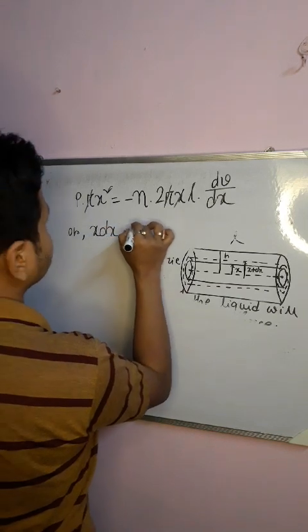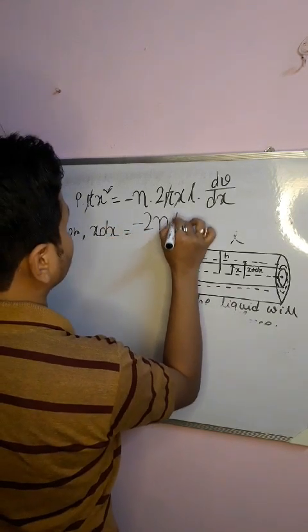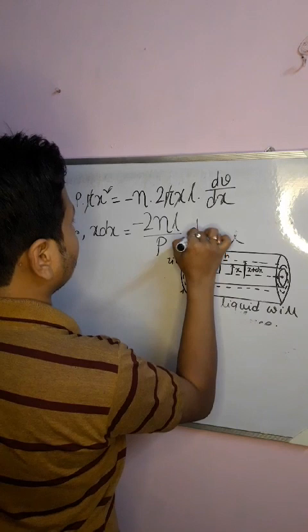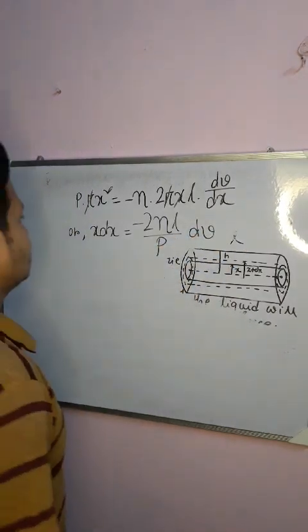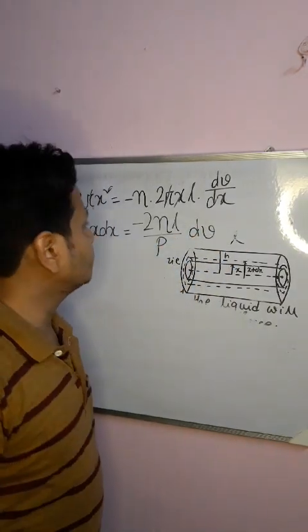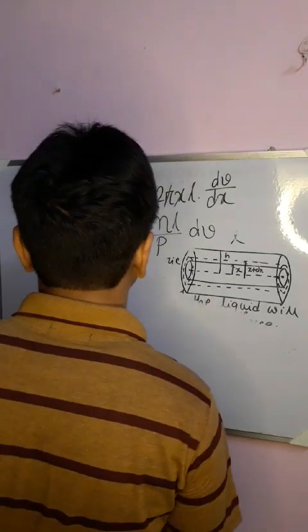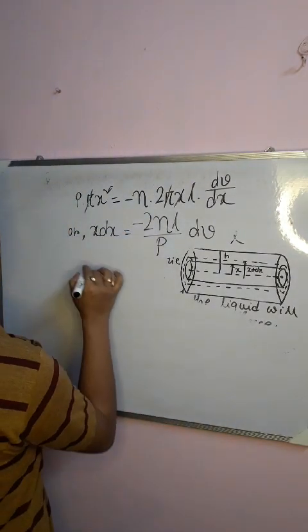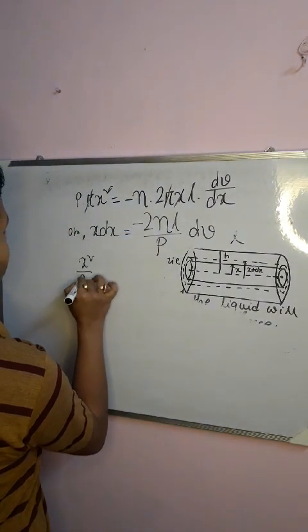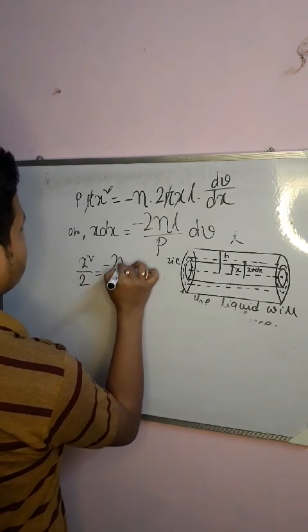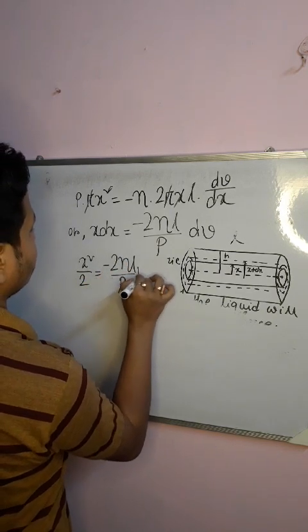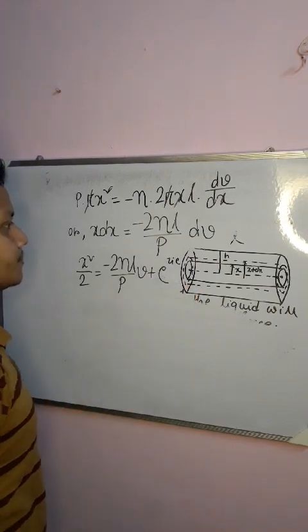x into dx equals minus eta into L by P dv. So x dx equals minus 2 eta L by P into dv. If we integrate this expression, what do we get? x square by 2 equals minus 2 eta L by P into V plus some constant C.